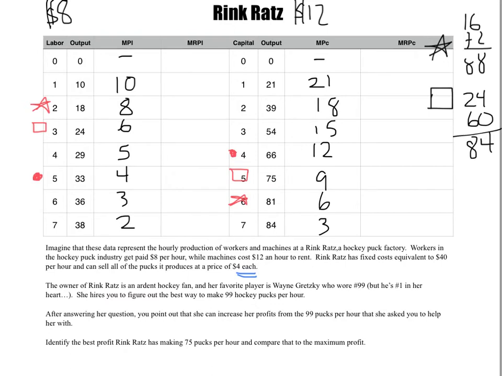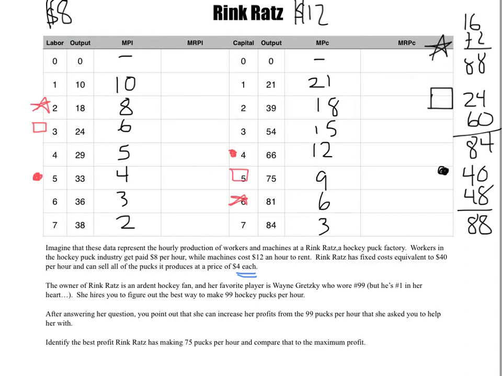Let's take a look then at our last combination of 5 units of labor and 4 units of capital that also add up to exactly 99. We denoted that by a dot. 5 units of labor times 8 per unit is 40, plus 4 units of capital times 12 is 48. And if we add those together, we notice that that is also $88. So we've got our 3 different combinations resulting in $88, $84, and $88 again in variable costs.